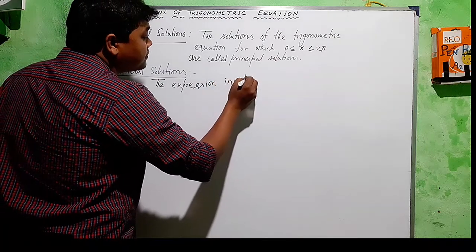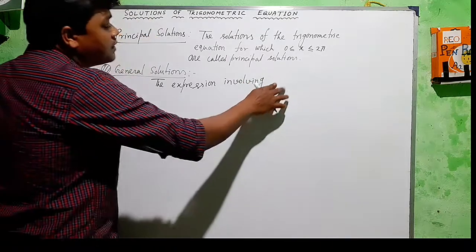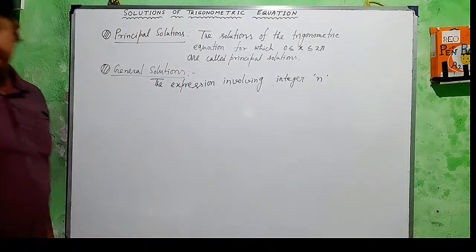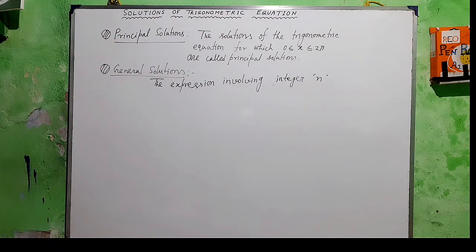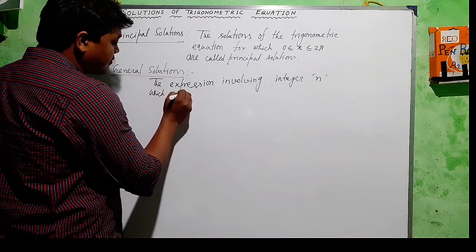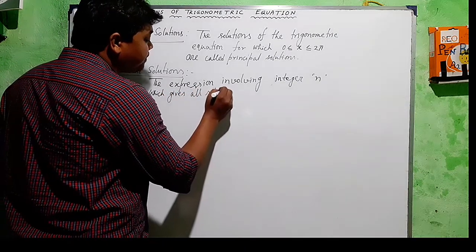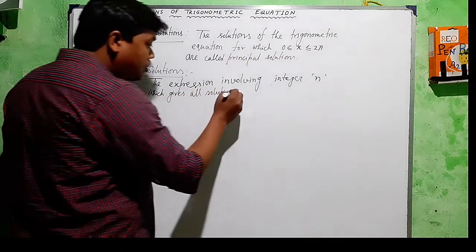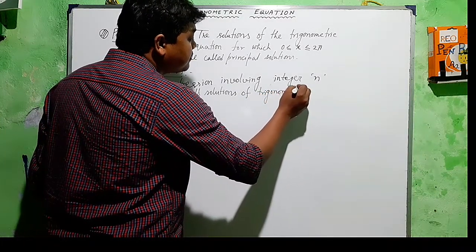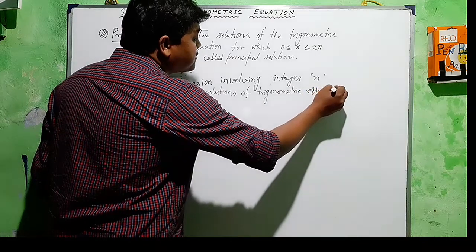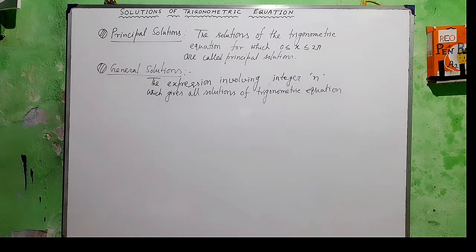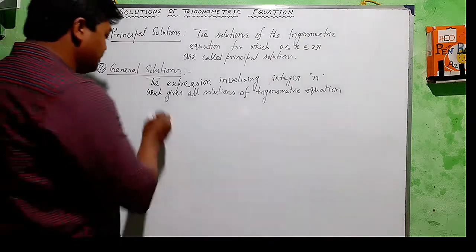The expression involving integers like n, which gives all solutions, সমস্ত রকমের সলিউশন থাকবে, all solutions of the trigonometric equation, the expression involving integer n which gives all solutions of the trigonometric equation is called a general solution.